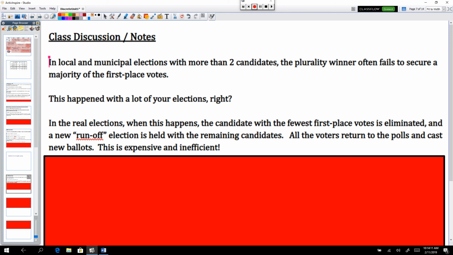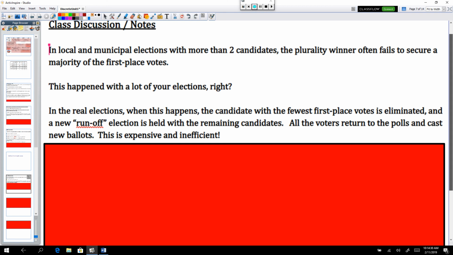And then the remaining candidates go into a runoff election, another election, and all the voters come back to the polls and they vote again. And of course, that's incredibly expensive and inefficient. And that's because the plurality winner, the one with the most first place votes, did not have a majority of the first place votes, more than half.